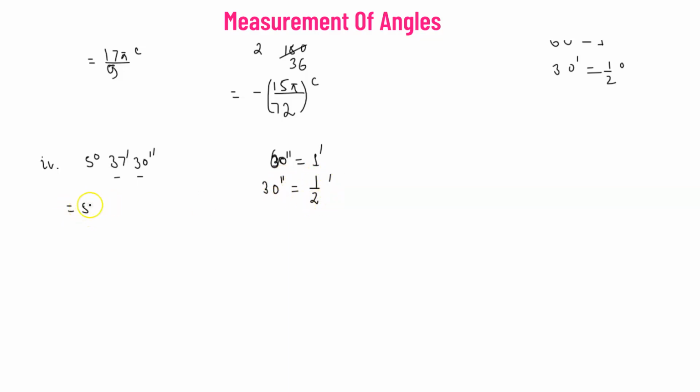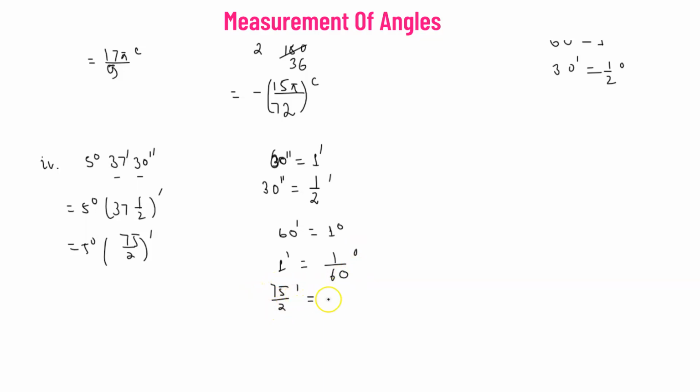Now we have 5 degrees, and we have 37 and a half, which is going to be minutes. So 37 and a half is nothing but 75 over 2. So we have 75 over 2 minutes. Now we know that 60 minutes is equivalent to 1 degree. So 1 minute is going to be 1 over 60 degrees. But here we have 75 over 2 minutes. So we are going to multiply 1 over 60 with 75 over 2.